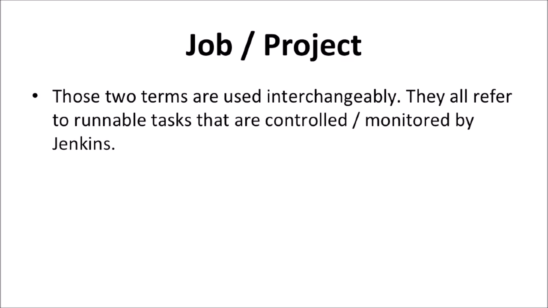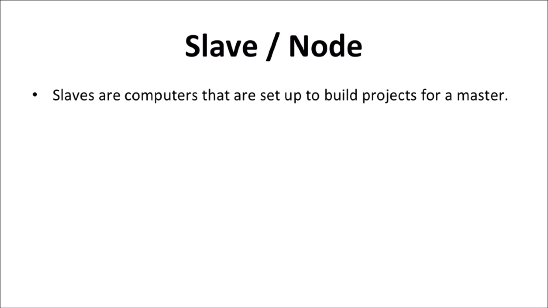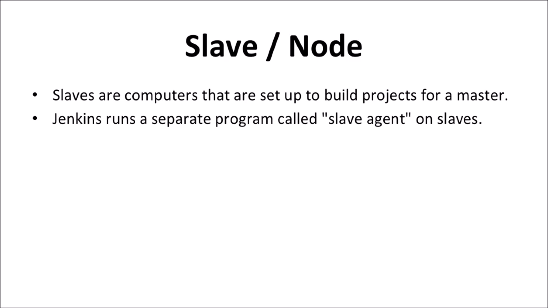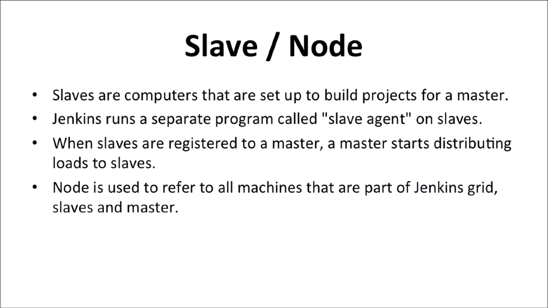The first one is job or project. Jenkins seems to use these terms interchangeably. They all refer to runnable tasks that are controlled or monitored by Jenkins. Slave or node. Slaves are computers that are set up to build projects for a master. Jenkins runs a separate program called slave agent on slaves. When slaves are registered to a master, the master starts distributing loads to slaves. Node is used to refer to all machines that are part of Jenkins grid, slaves, and master.